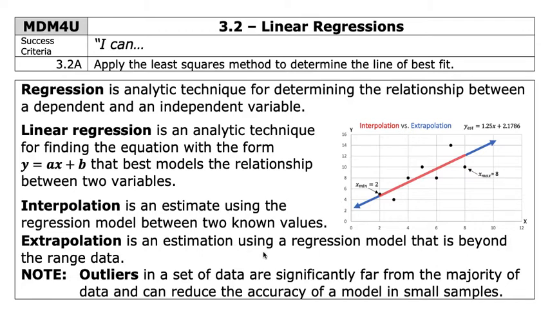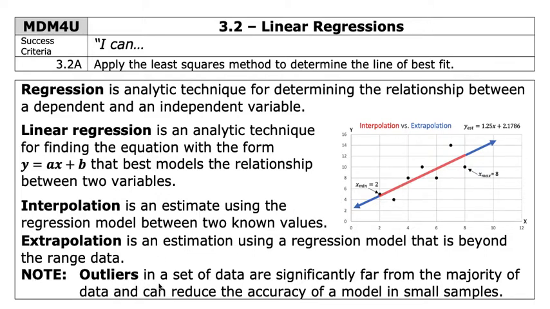Extrapolation is an estimation using a regression model that is beyond the range of data. So if this is the range of our data, if we were to continue to use this line of best fit as an approximation of our trend, then this is extrapolation, and oftentimes what we're doing is trying to make predictions using our model. Note that the predictions within our observations, or our x min and x max, are likely to be closer to the truth of what we would observe if further data was compiled.